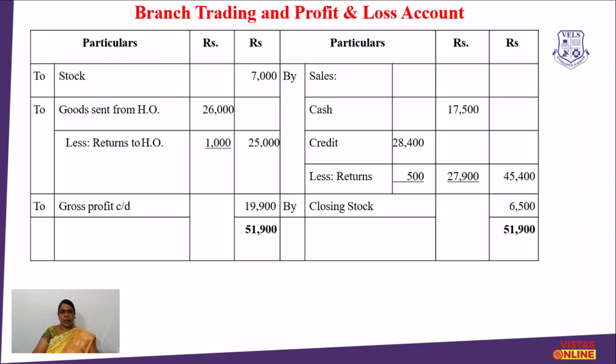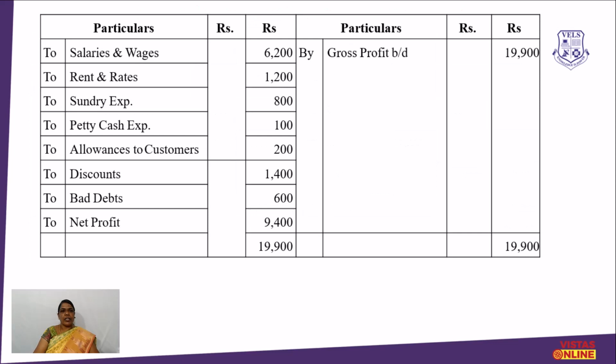51,900 is the total amount minus the opening stock 7,000, then goods sent from head office and the return also. You will get 25,000, right? You will subtract that 25,000. When you subtract these values, you will get the gross profit 19,900. Then we can see the profit and loss account.